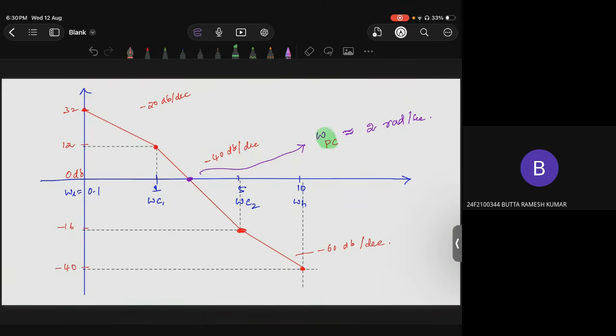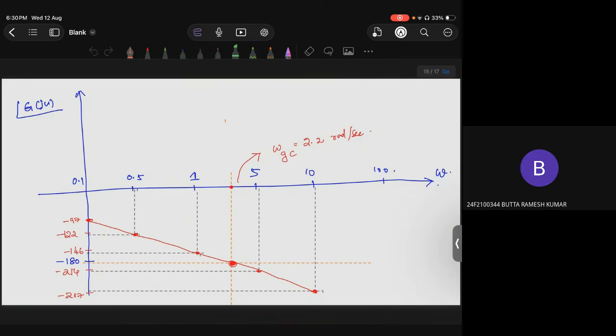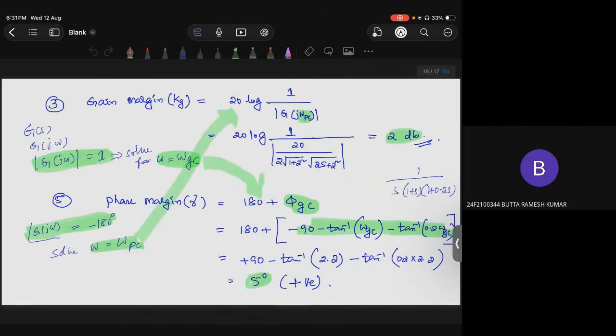That means when the phase plot becomes minus 180, that is the phase crossover frequency, from the definition. Am I correct? Similarly, from the magnitude plot, when it is equal to 0, we get the gain crossover frequency. Correct? Now these are the two things we got: omega PC and omega GC. Using these two, we have to calculate the gain margin and phase margin. Directly, we can calculate by using the formulas.